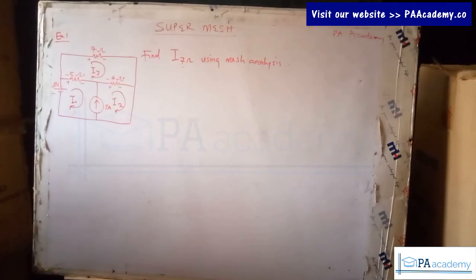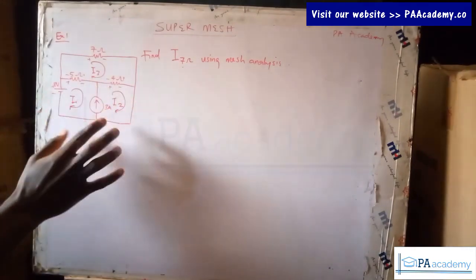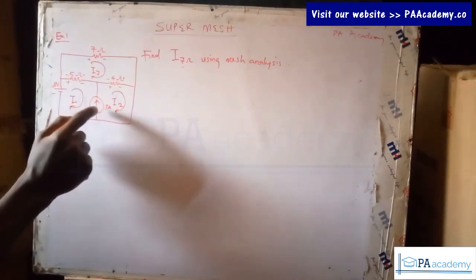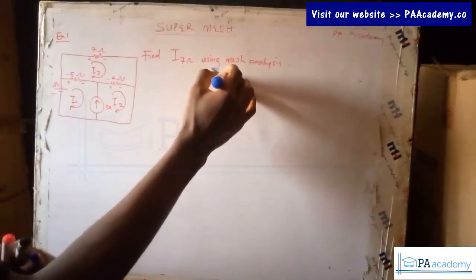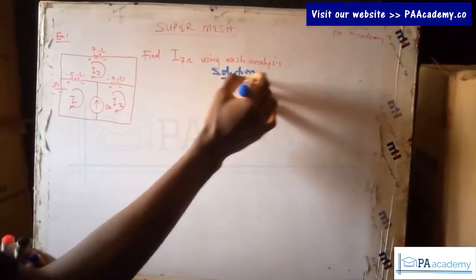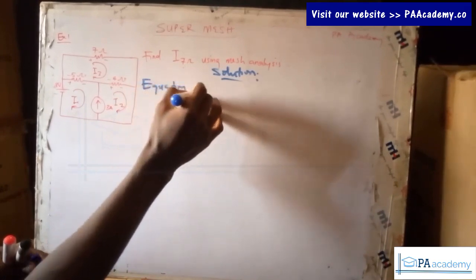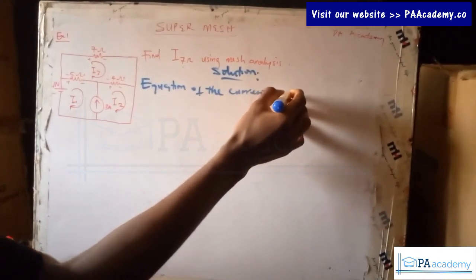The next thing we have to do, since we've identified that there is a super mesh, because there is a current source in between these 2 meshes, a 3 amp current source, is to write the equation of the current source.